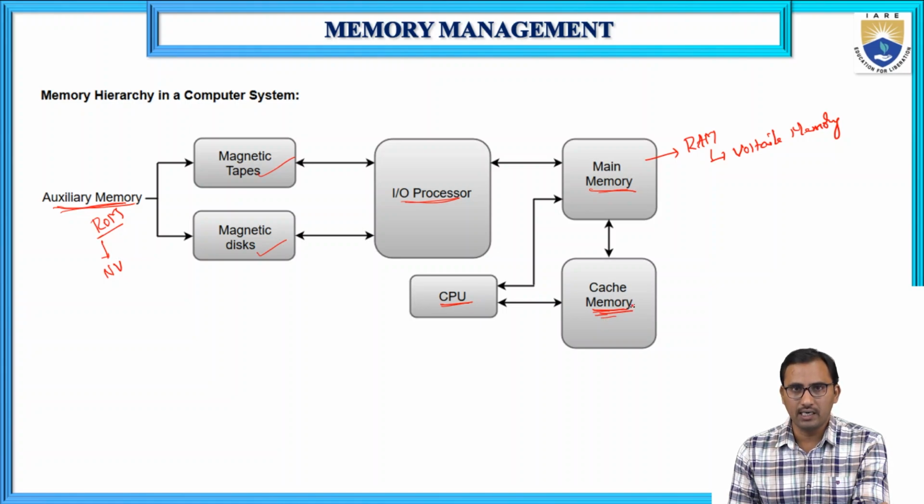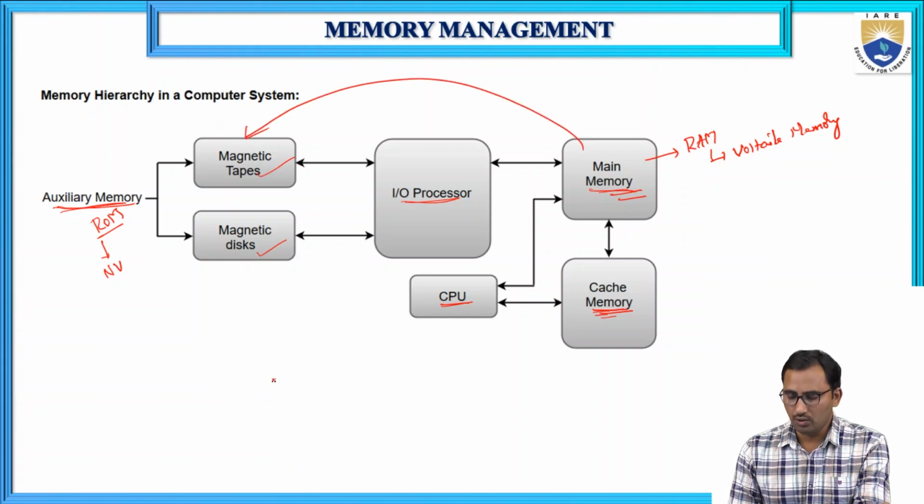If the requested data is not available in the cache memory, then it will search in the main memory. Even if the data is not available in the main memory, then it will be searched in the auxiliary memory. Suppose the requested data is available in the main memory. While accessing the data from the main memory to the CPU, a copy of that will be placed in the cache memory also.